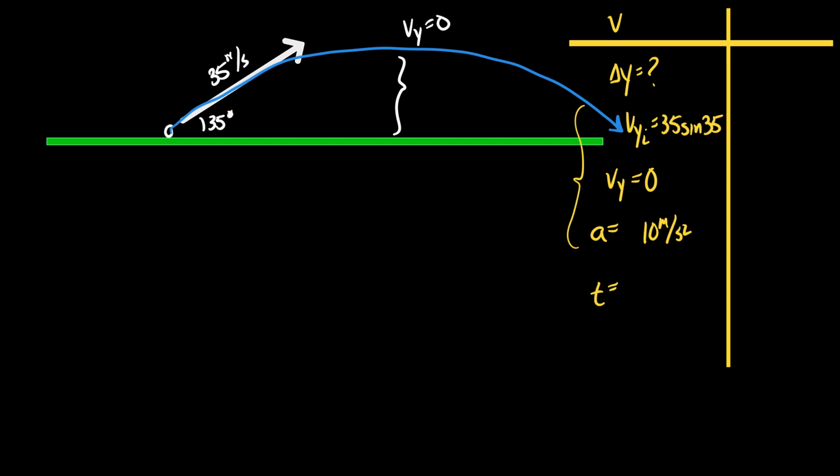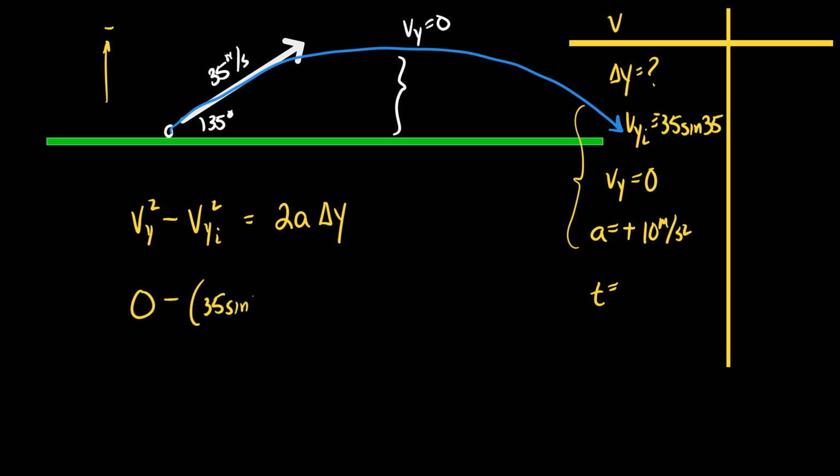I will have to decide whether up is positive or negative. And just for a change, I'm going to make up negative. That'll make gravity positive and my initial velocity negative. So Vy squared minus Vy initial squared equals 2a delta y. So it looks like 0 minus 35 sine 35, which is negative, quantity squared equals 2 times 10 times delta y.